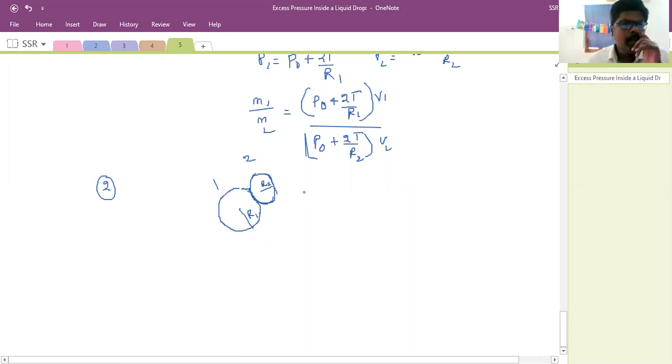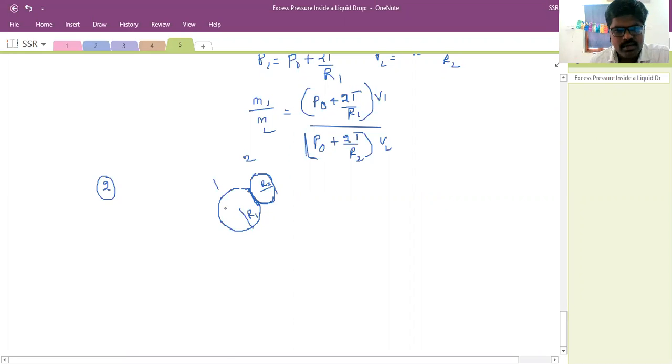Then the question is, what is the radius of the interface? This is the interface. Then they will form a new bubble after a certain time. What is the radius of the interface, or the radius of the new bubble that is formed? So in that case, how to calculate? By taking excess pressure again.